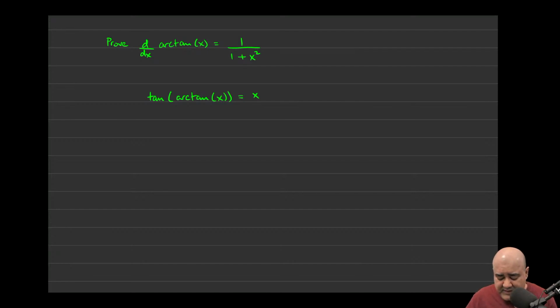Now we can extend this for, say, when we're finding the derivative of arcsine, we would start with sine of arcsine of x equaling x. And then we could do the same thing with cosine. So all these problems start the exact same way. You start with a statement that you know to be true based on the idea of inverse functions. So if you take the tangent of arctangent of x, you're going to be left with what you started with, just x.